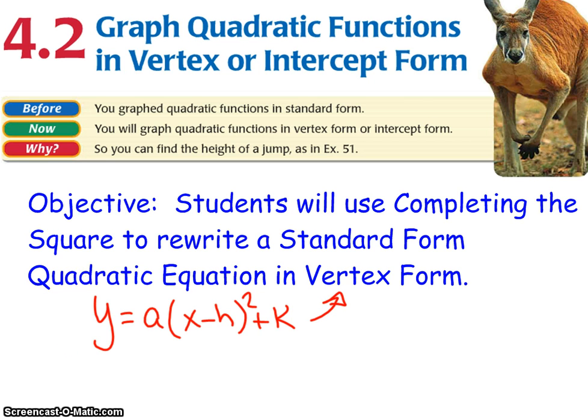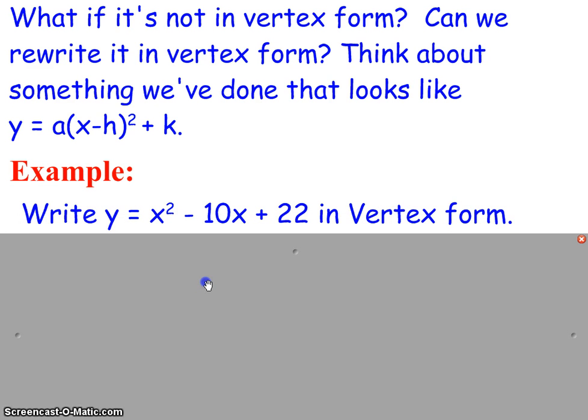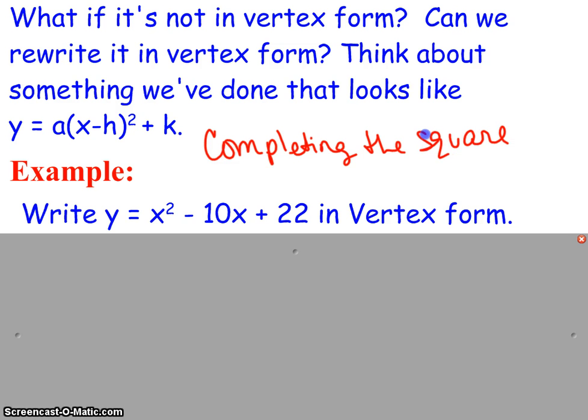Okay, let's take a look at the next example. What if you had an equation in standard form and it's not in vertex form? Can we rewrite it in vertex form? Think about something we've done in the past that looks like vertex form. What does this remind you of? That's right, completing the square. What is this called again? Binomial square. Right, that's a binomial square.